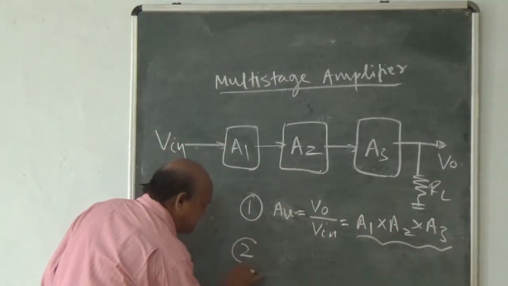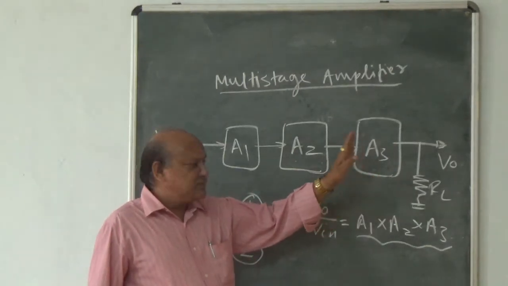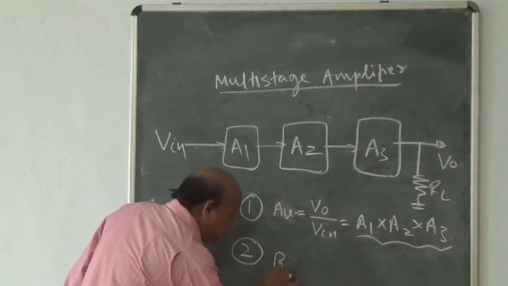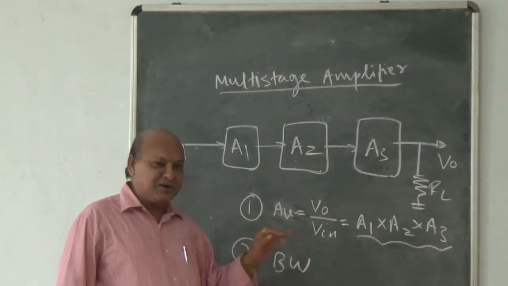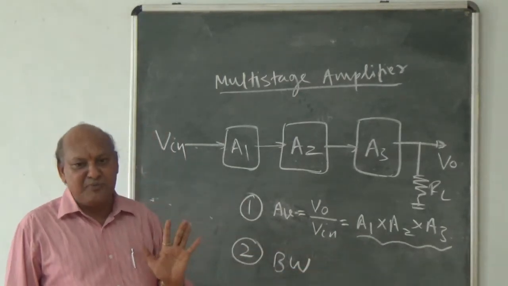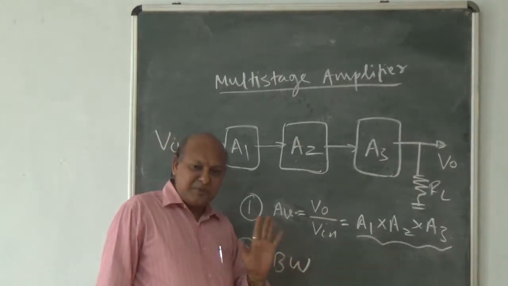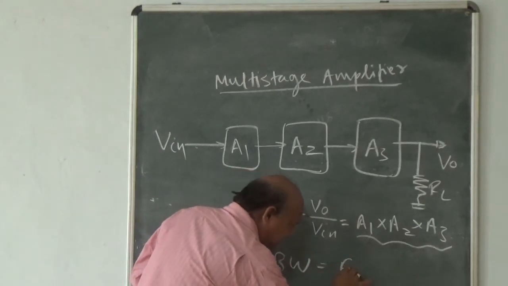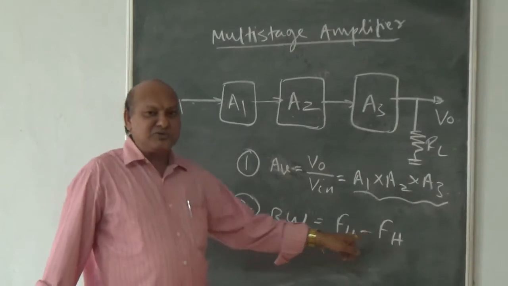What is the next important parameter of this multi-stage amplifier? As I am speaking about the advantages, the next parameter is the bandwidth. Bandwidth is also very important. You have already heard about the bandwidth. What is bandwidth? Bandwidth is nothing but the difference of two frequencies. We can refer to it like this: the higher cutoff frequency minus the lower cutoff frequency gives the bandwidth.